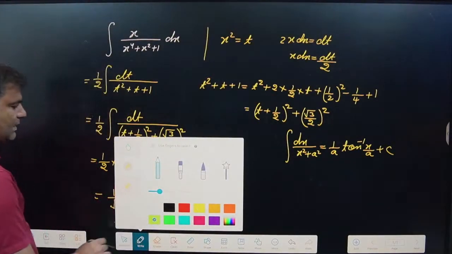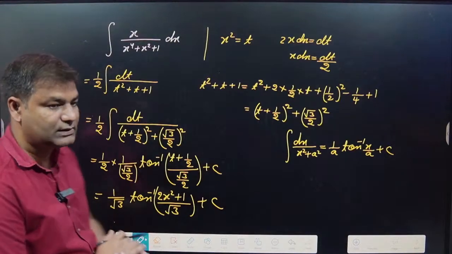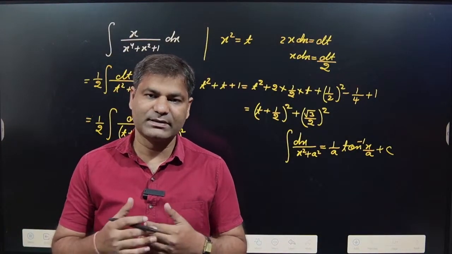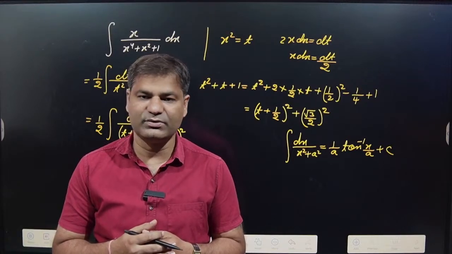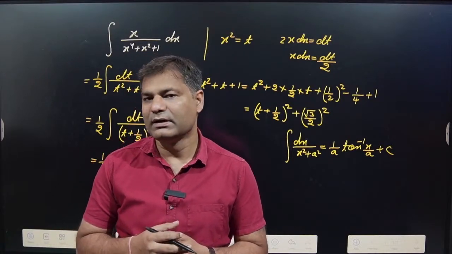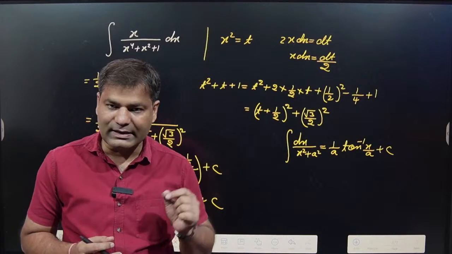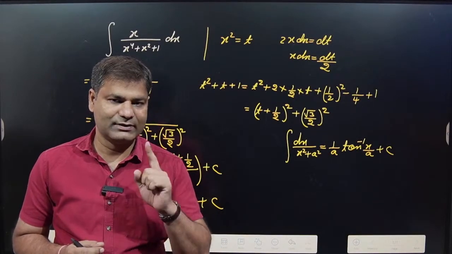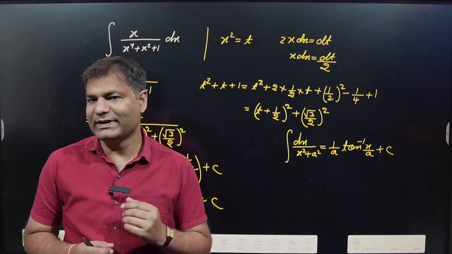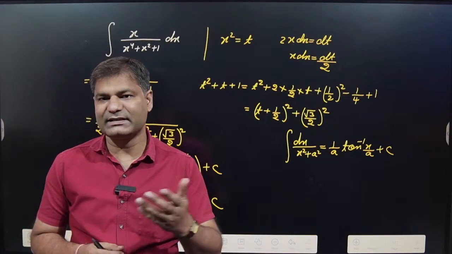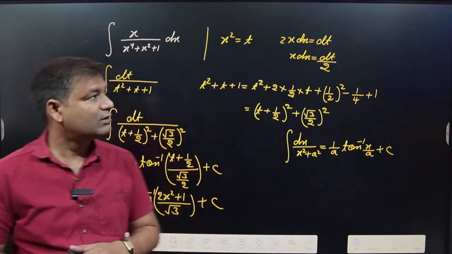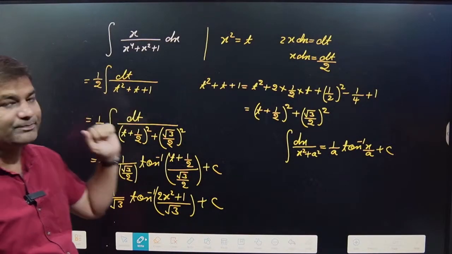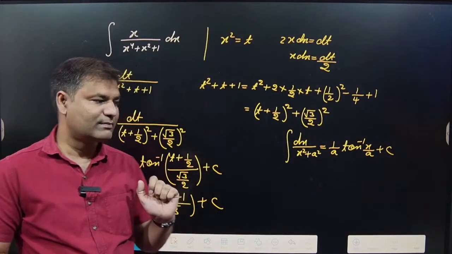Okay. Now, the question is integration of x upon x to power 4 plus x square plus 1 into dx. How can we integrate? Simply, if you see very carefully, in the denominator is x to power 4 plus x square plus 1, and the numerator is x into dx. If x square is taken t, then x dx is replaced by dt by 2. So we replace like that, and after that we get this. The next target is how to integrate this one.